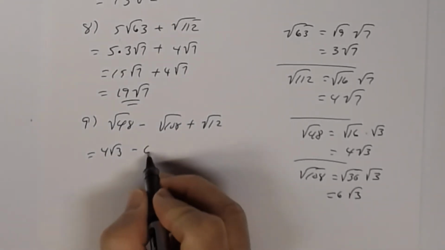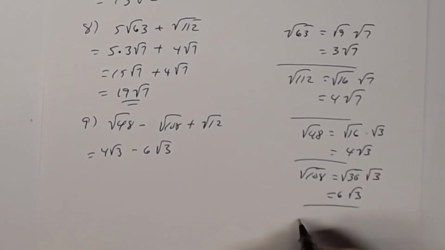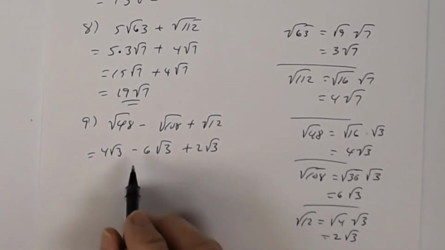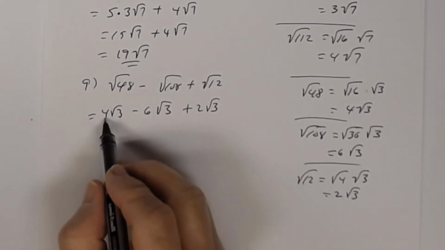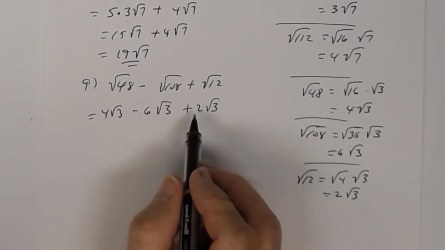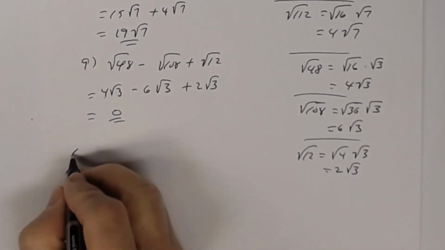So that's this one. And then 12, I'm going to go ahead and put that right here. Square root of 12 is the square root of 4 times the square root of 3. 4 times 3 is 12, so that's 2 square root of 3. And now notice those are all like terms. They all have the square root of 3 in them. So 4 and a negative 6 is a negative 2, and a negative 2 and a positive 2 is 0. So that's just 0.